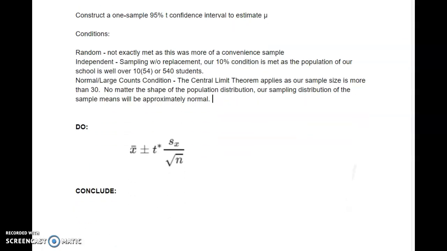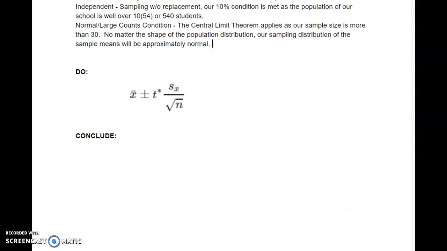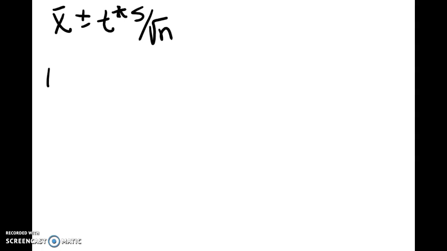So for the do step, I have the formula just listed there, but I'm going to switch over to handwrite some of these values instead. Okay, so as you saw, we have x bar plus or minus t star, which is our critical value, times s divided by the square root of n. So x bar is still the estimate. Everything after the plus or minus sign is still our margin of error. None of that is new.